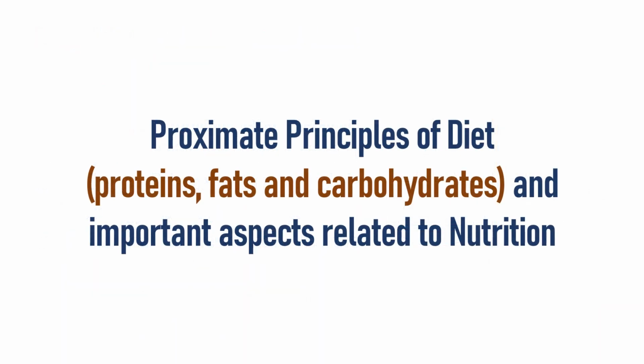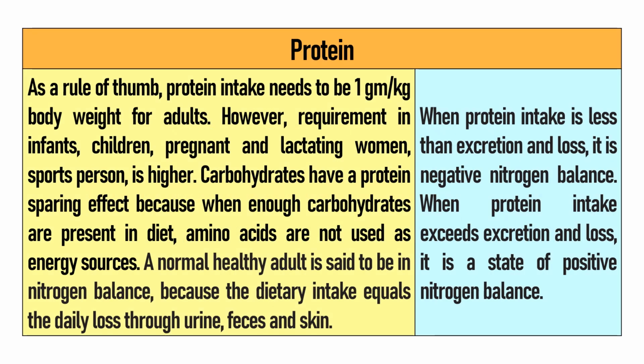I shall now be sharing some relevant information about the proximate principles of diet and important aspects related to nutrition. The rule of thumb is that protein intake needs to be 1 gram per kilogram body weight for adults. However, the requirement in infants, children, pregnant and lactating women, and sportspersons is higher.